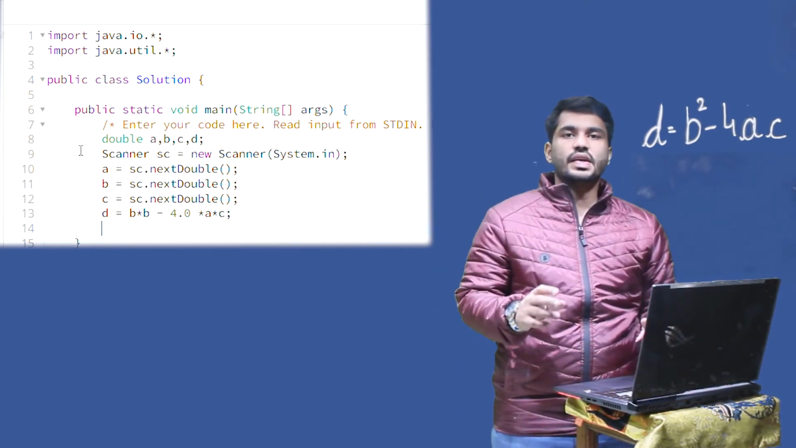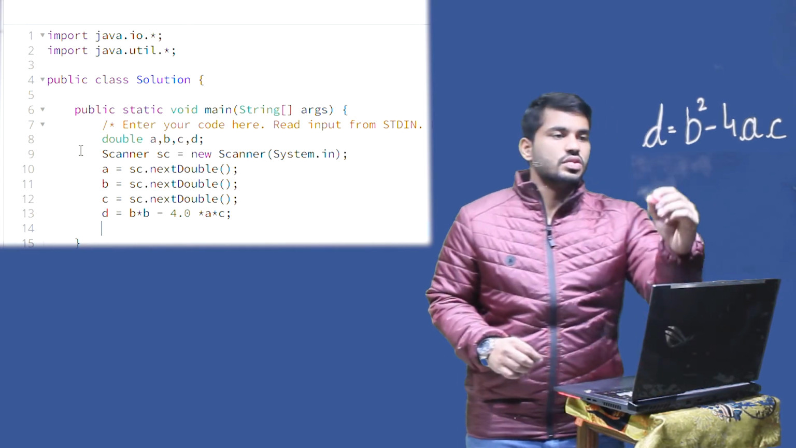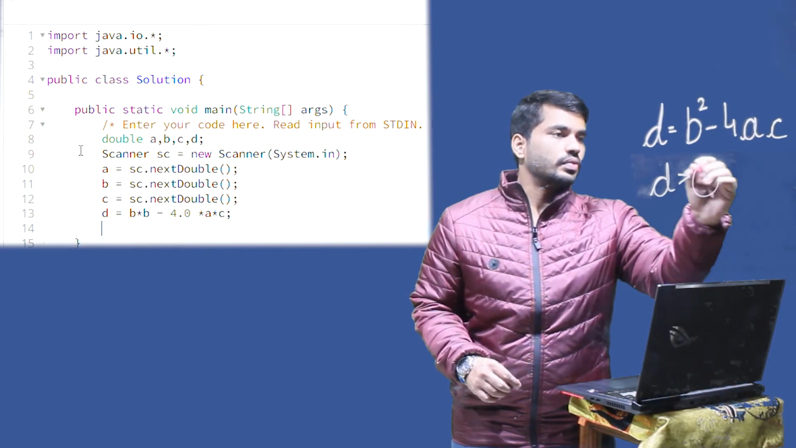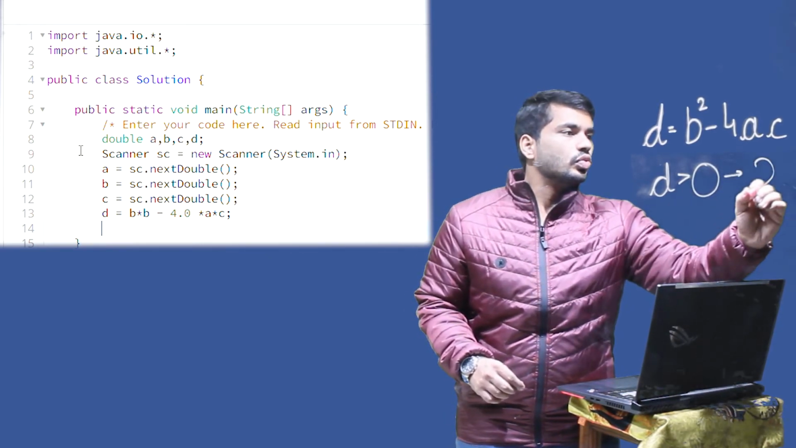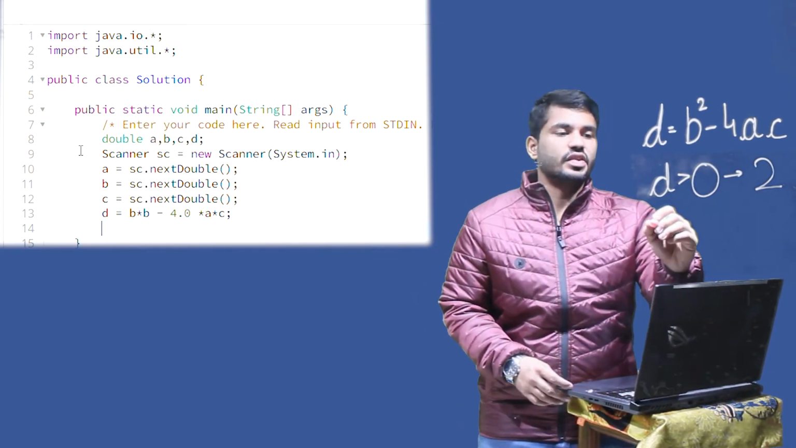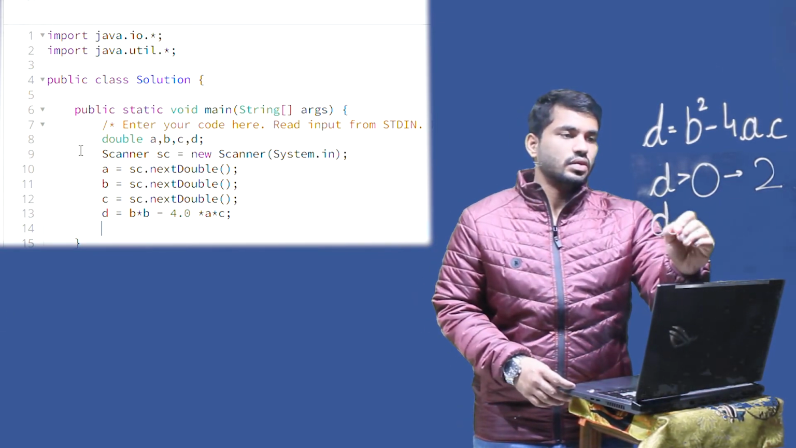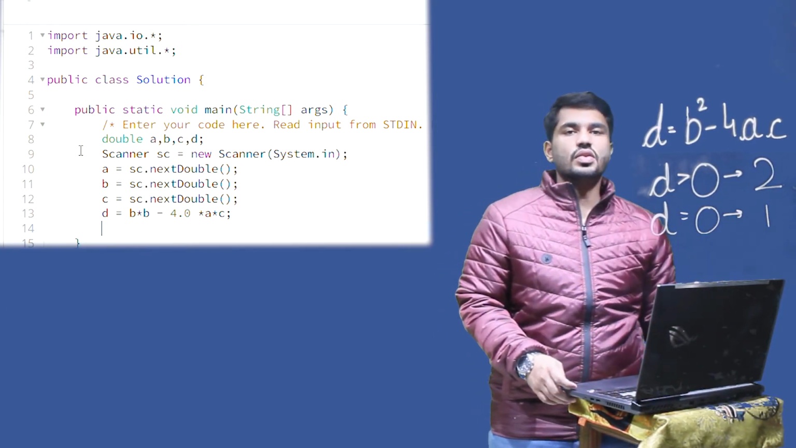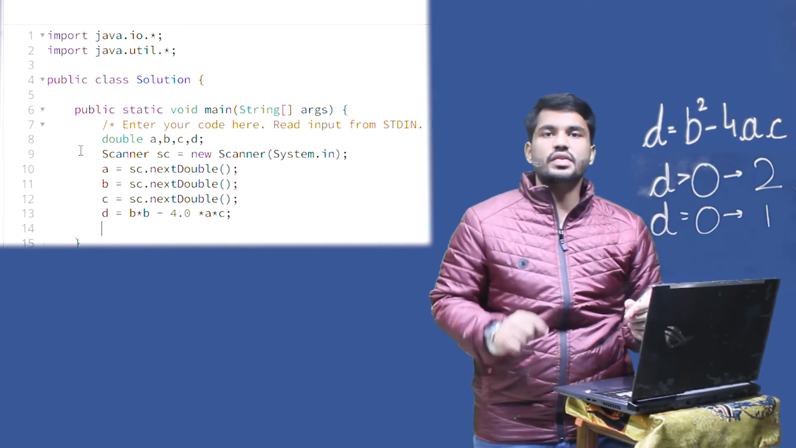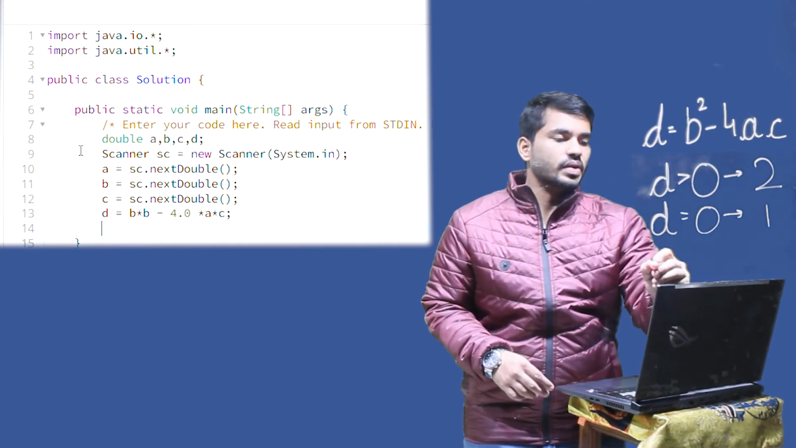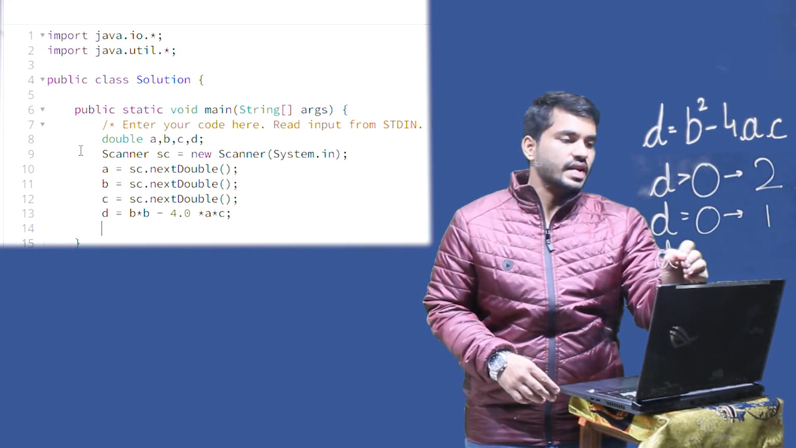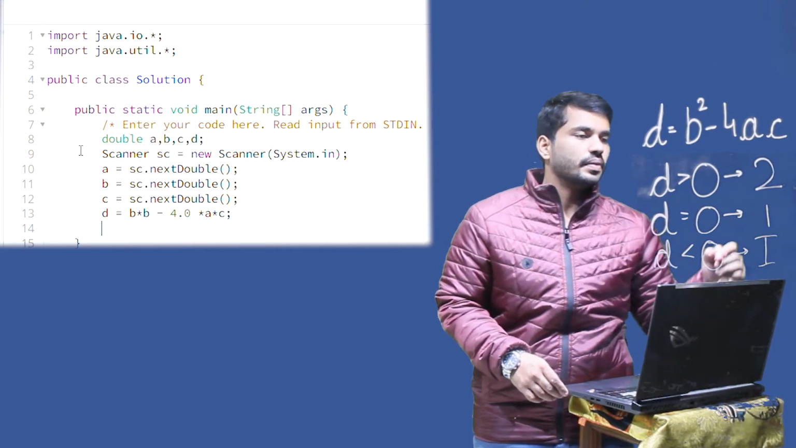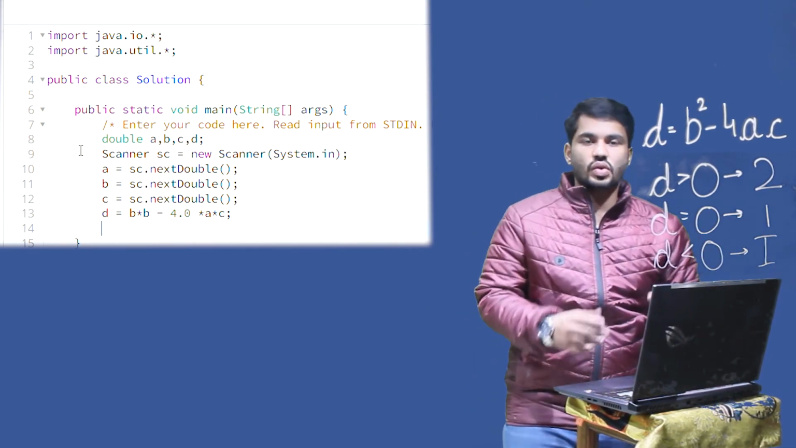So roots of the quadratic equations depend on the discriminant. So if the discriminant is greater than 0, then we have two distinct roots. If the discriminant is equal to 0, then we have a single root. Basically we have two roots but their value is same. And if discriminant is less than 0, then we have imaginary roots. Okay, so now we'll use this structure to answer the question.